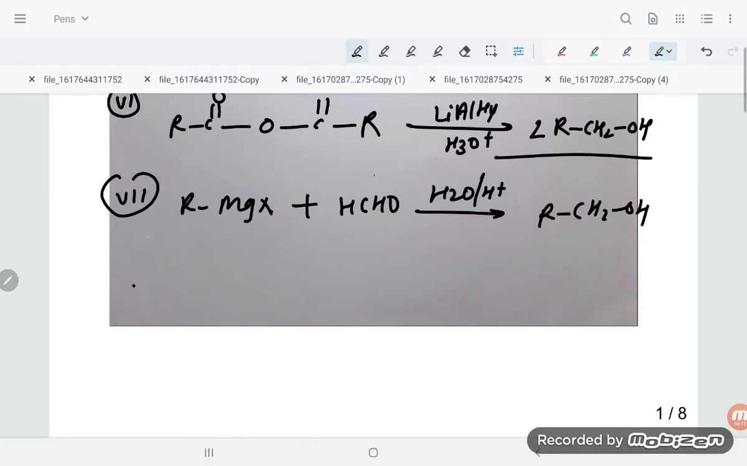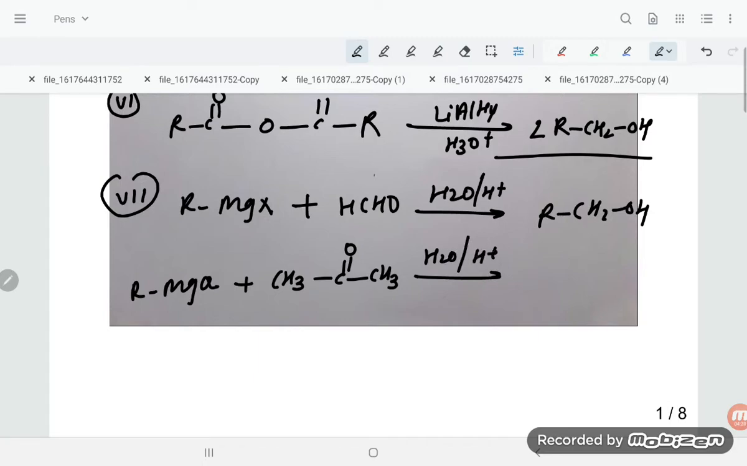If you have RMgX and you treat it with CH3-C=O-CH3, a ketone, followed by H2O and H+, what compound will it give? R, OH, CH3, and CH3 on the other side. So this is a 3 degree alcohol, students.